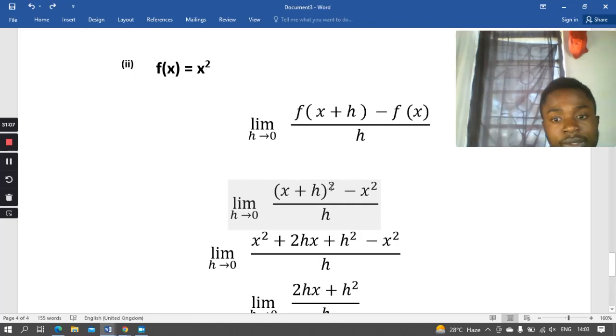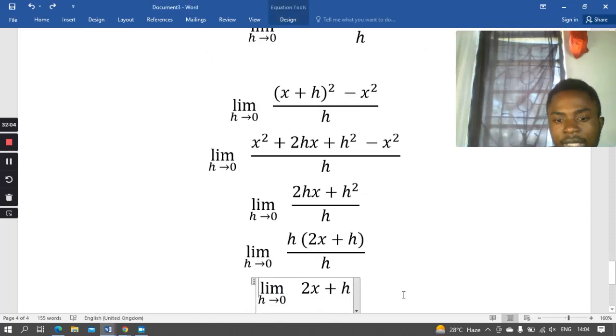I'm sure you are stuck somewhere here where we expanded this one. When you expand this one, you can either use the binomial theorem to do it as simply as you can, or you can say x plus h bracket multiplied by x plus h bracket. When you multiply them, you're going to have x squared plus 2hx plus h squared. But this minus x squared has not been affected; it will maintain the way it is. From here, you know x squared and negative x squared are like terms, so they'll cancel. So when they cancel, you're going to have what we are having here.